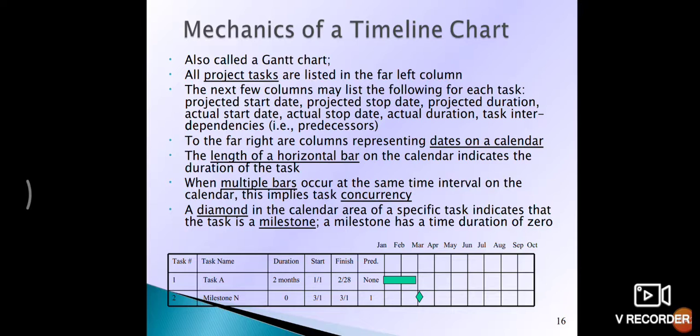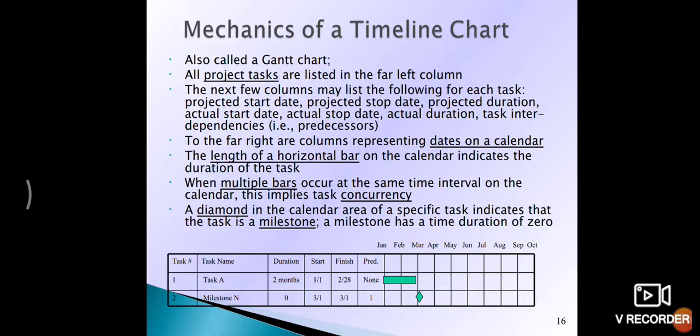For instance, it is also called the Gantt chart. The project tasks are listed in the first column. We define the milestone of the project in the first column. Then we prepare a proper write-up of the duration of the task. Then in other boxes we write the project start date and its finish date. All project tasks are listed in the first column, and the next columns may list the following for each task: projected start date, project stop date, project duration, and overall project duration.